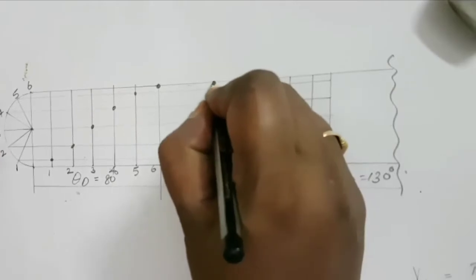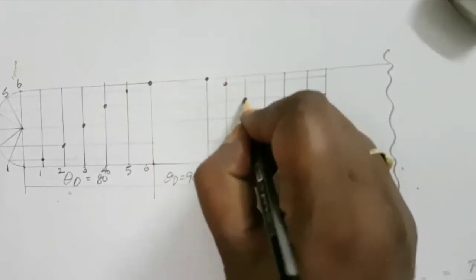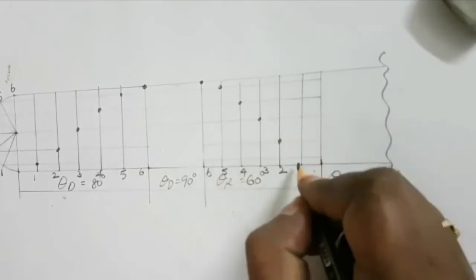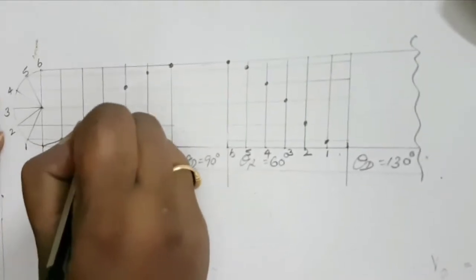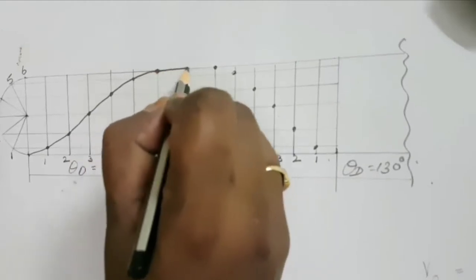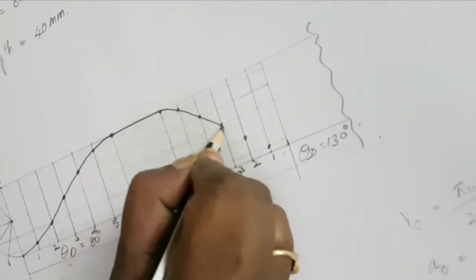Same way in the return stroke. 6. 5 and 5. 4 and 4. 3 and 3 and 2 and 2 and 1 and 1. So now join with a smooth curve, and this dwell period, just keep it as it is. Now join with a smooth curve.